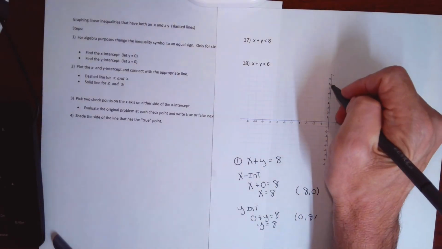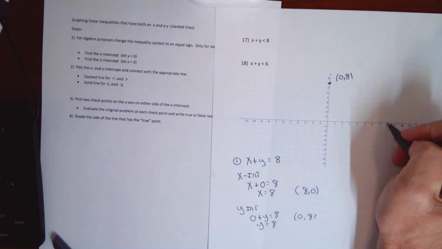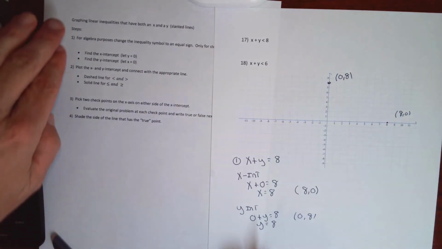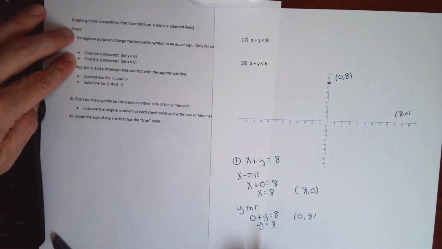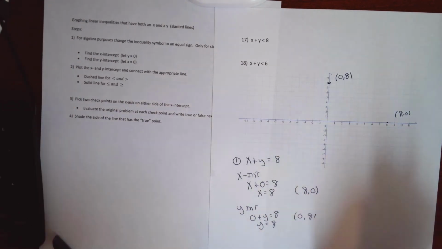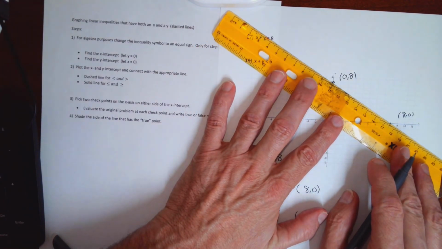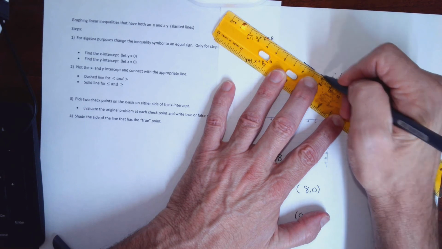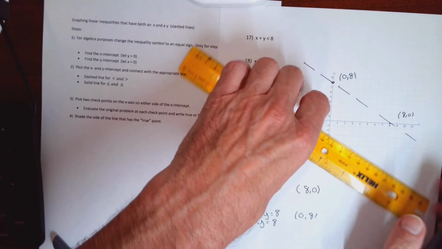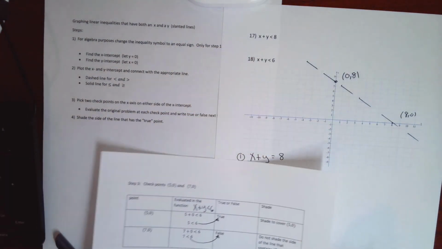So on my y-axis, I'm going to mark the point (0, 8). On my x-axis, I'm going to mark the point (8, 0). Now I'm going to connect the points. I'm done with step 1. I've found the intercepts. I'm moving on to step 2, which is to plot the intercepts and connect them appropriately. Here I get a dashed line because I don't have the or equal to. Done with step 2.